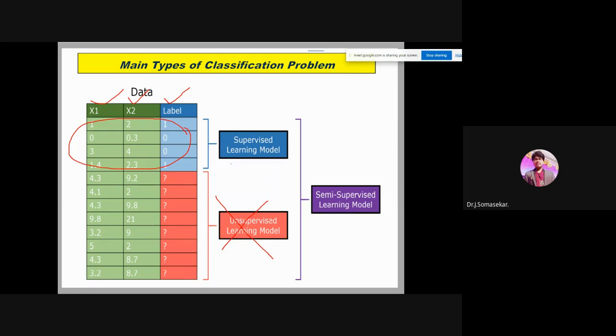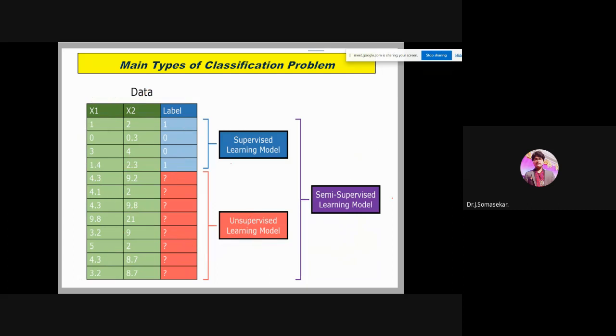So even association rules come under unsupervised learning, but we are not focusing on unsupervised. We are focusing only on supervised. Suppose someone asks what is semi-supervised: it's a combination of both. Some data is labeled, some data is unlabeled. It's a combination of labeled and unlabeled, that means labeled data union unlabeled data. That is called a semi-supervised learning model.